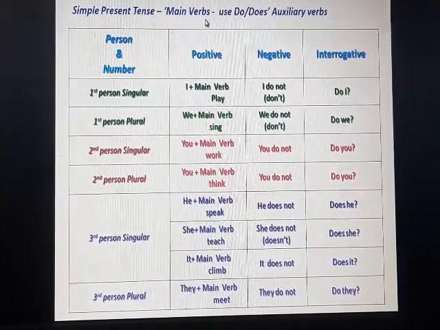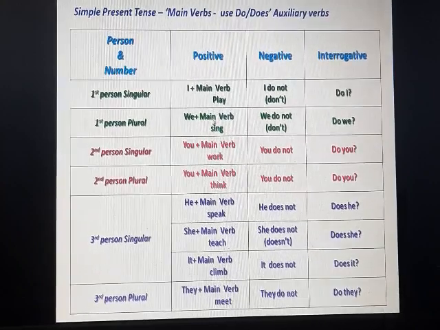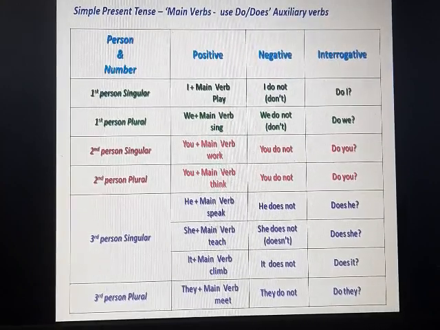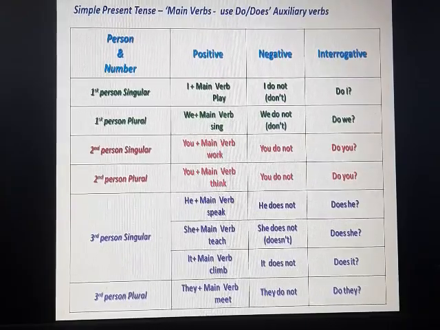Now, what are main verbs? I have examples for you. Play, sing, work, think, speak, teach, climb, meet, etc.